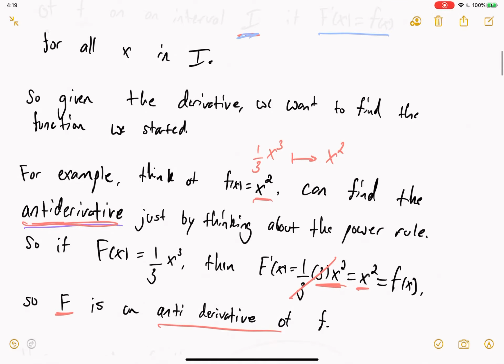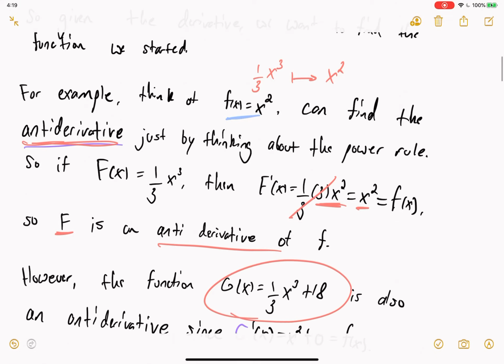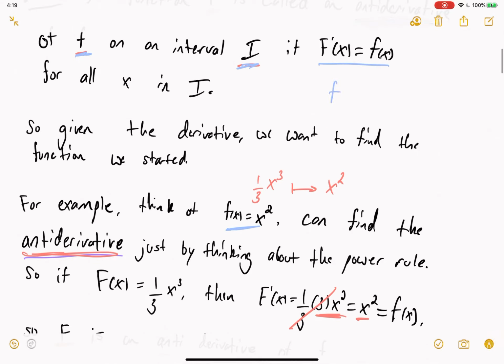So, if we want to think about f of x is equal to x squared, we can find the antiderivative by thinking about the inverse of the power rule. Basically, we have a function f of x. The antiderivative is the function that, when we differentiate it, we get back our f of x. So what I drew again right here was x squared. Imagine this operation is derivatives. You take a function, you map it to its derivative.